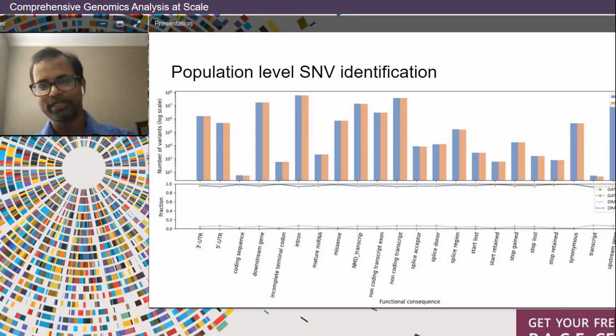Next, we did the comparison of all the variants which have a functional consequence. This figure basically shows a similar number of variants reported for all the different types of functional variants.